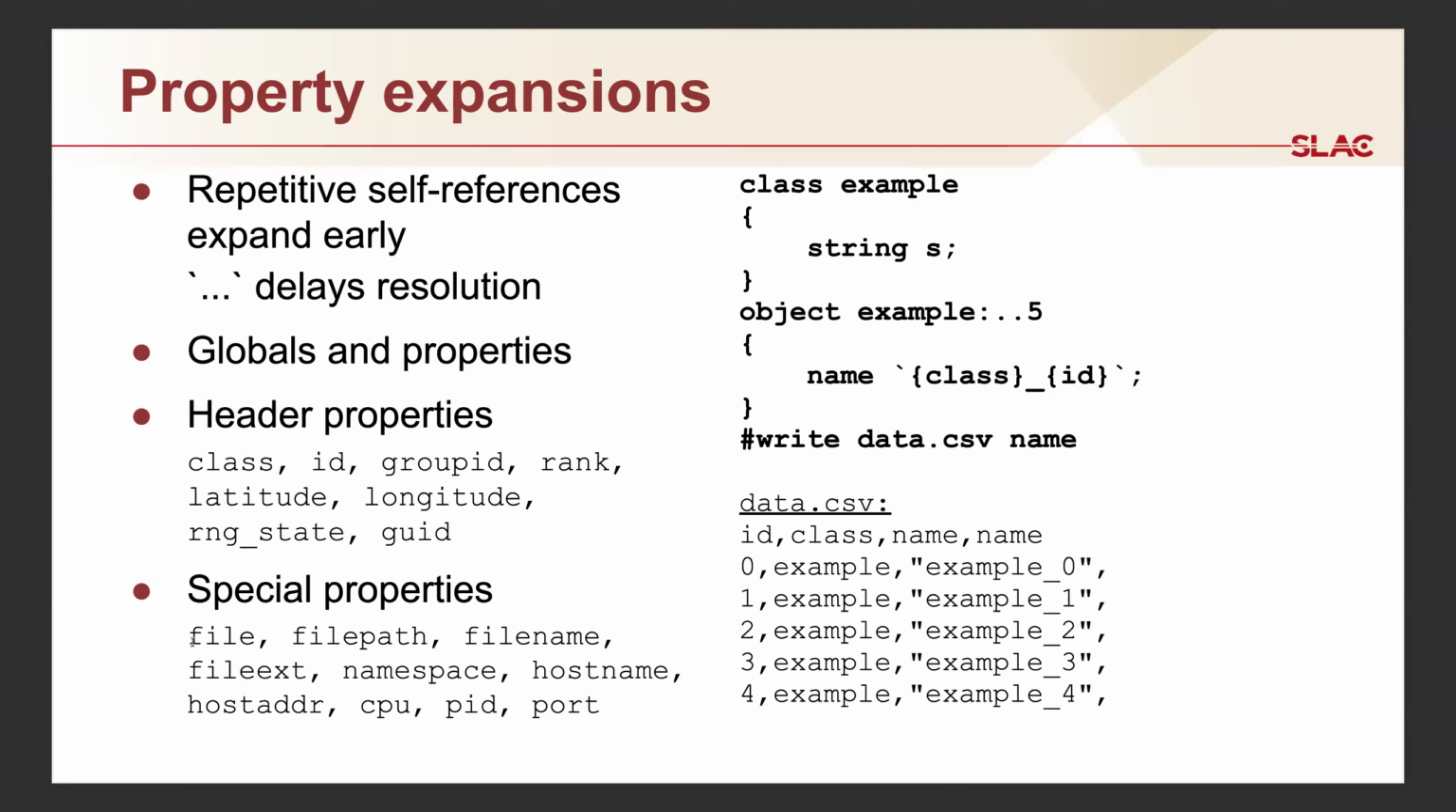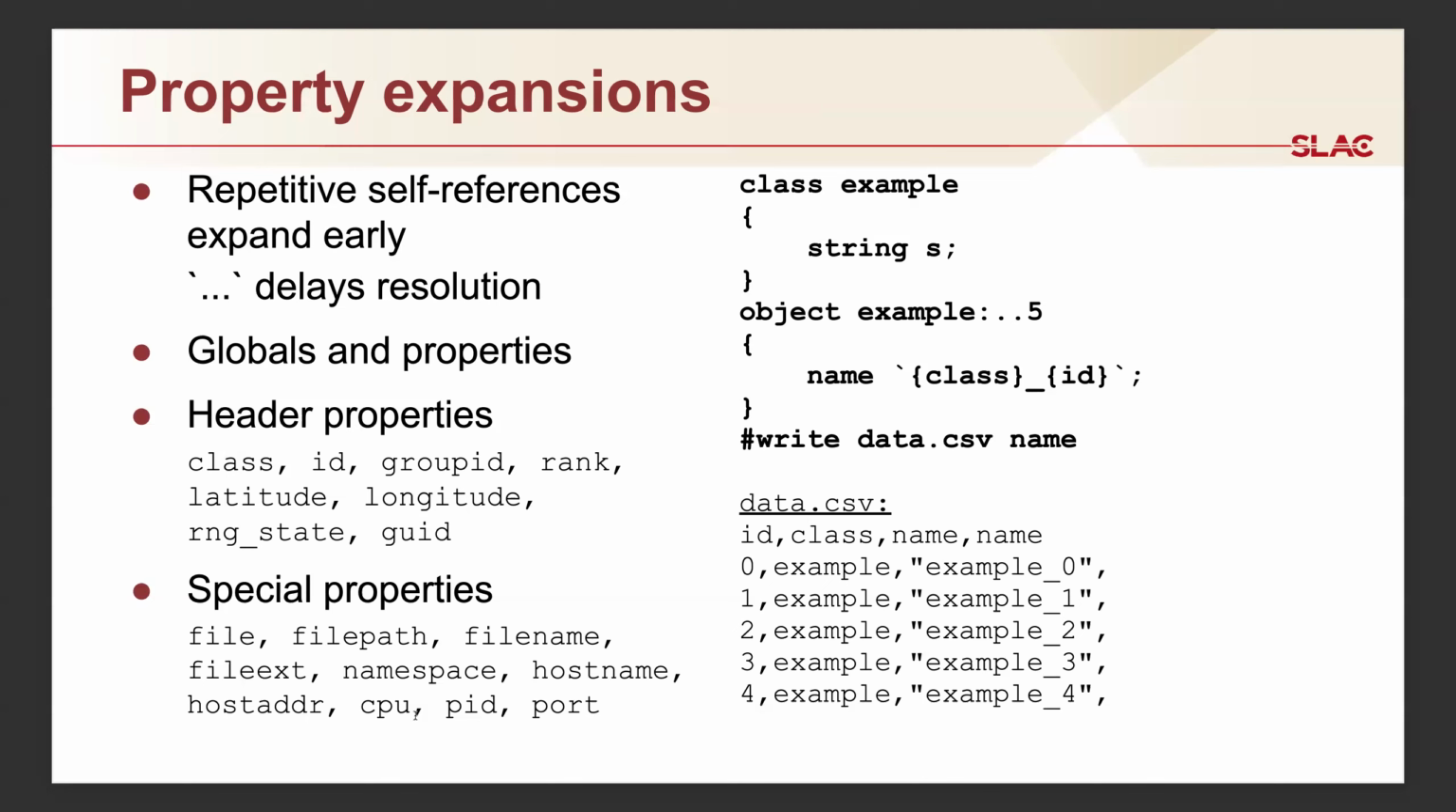And then finally, there are a number of special properties that you can use as well that are taken from the system that may not be normally available, but can be available on this kind of delayed resolution. The name of the file, the path name to the file, the actual file name, what some people call the base name, the extension of the file or the file type, namespace, which is not an important thing to know about. Host name and host address are the name and IP address of the computer you're running on.